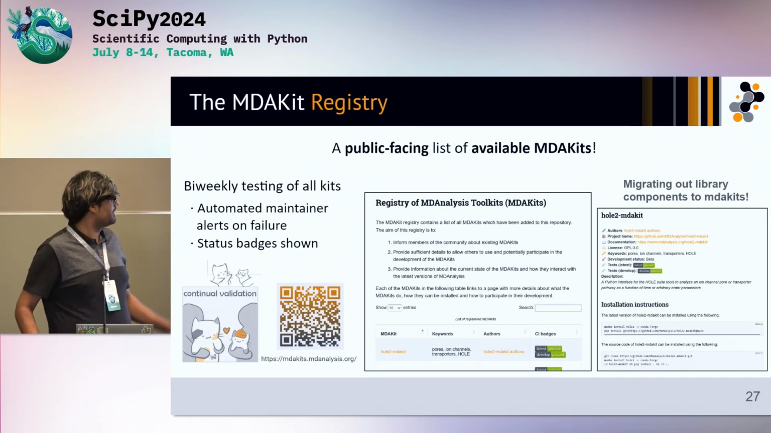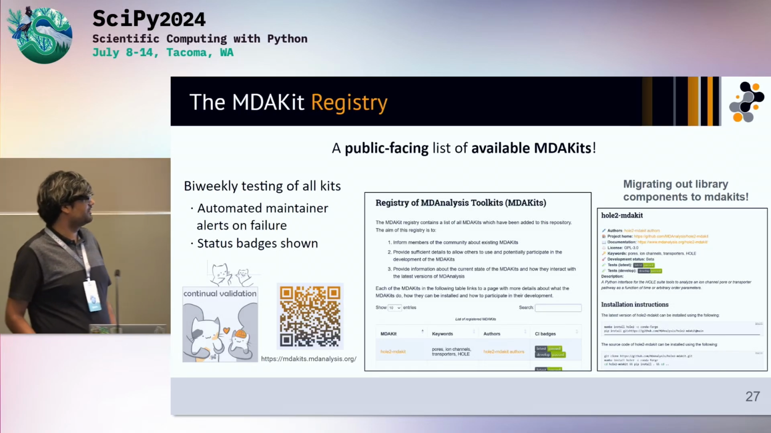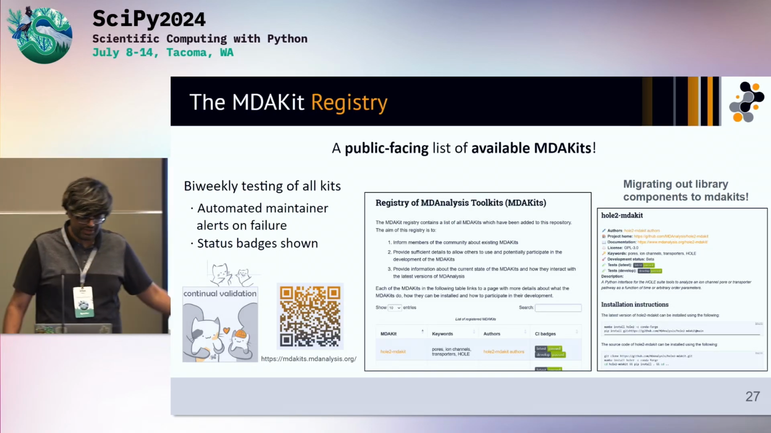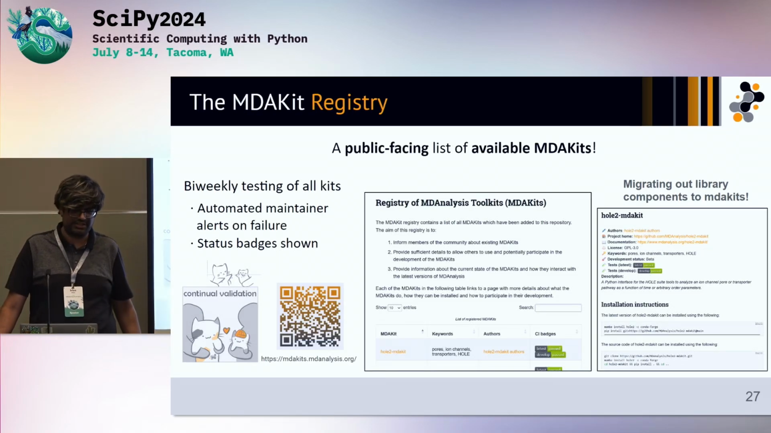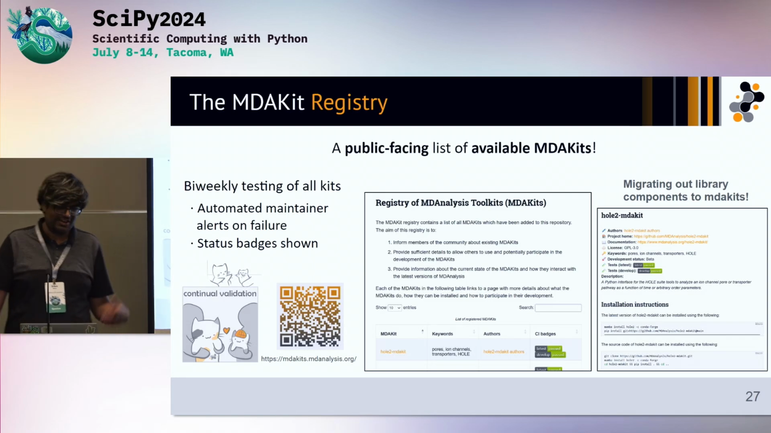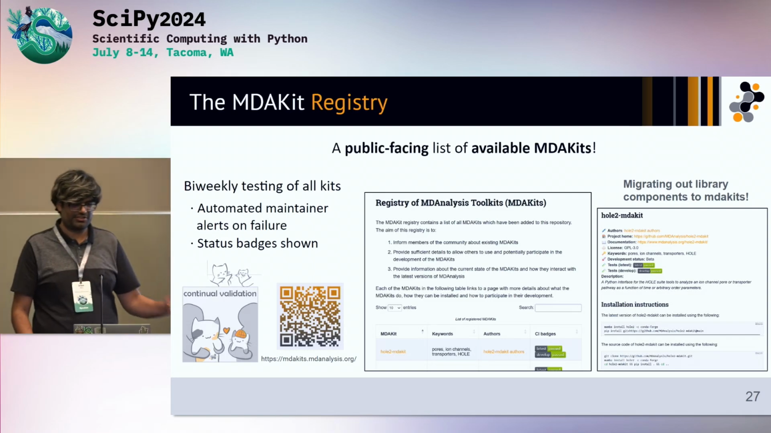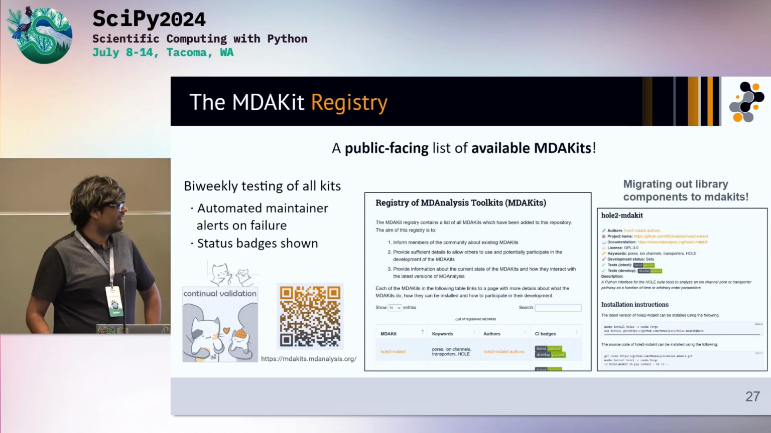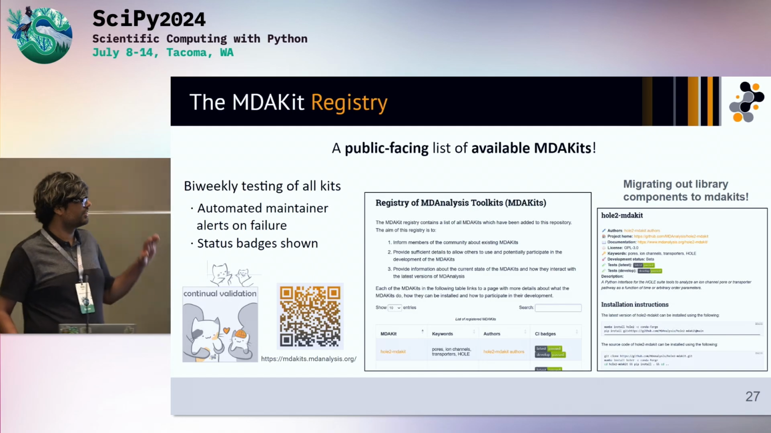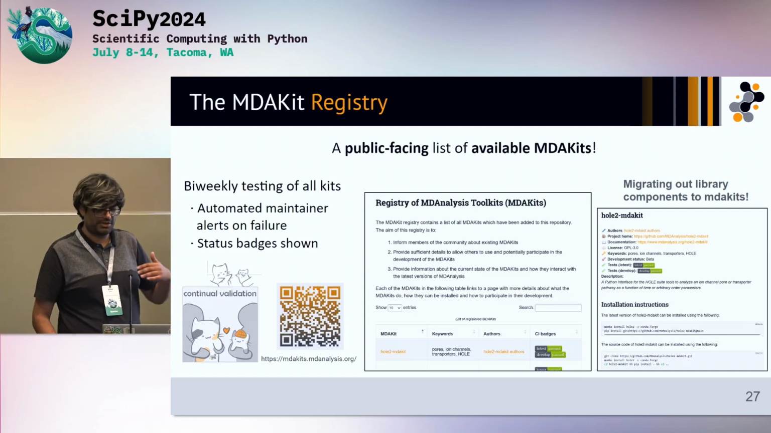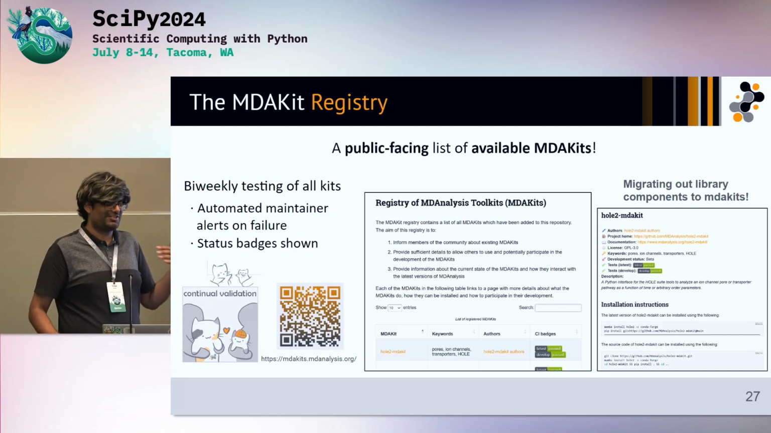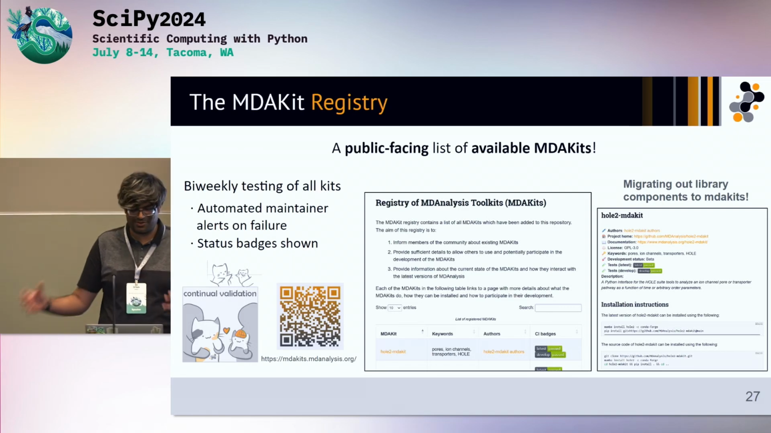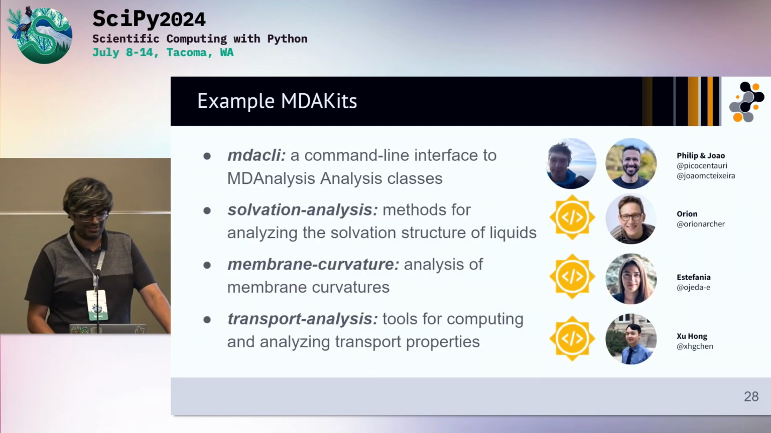And the way it looks is that we have a registry called the MDAKits registry that every week we test all the kits that have been submitted and make sure that they work and tell our users, hey, these work, these do what they should be doing, please use them. And what we've also been able to do is start removing things from our library. So for example, HOLE2 MDAKit is being moved out of the library, and that lessens the burden in maintaining the core library, which makes releases a lot easier.